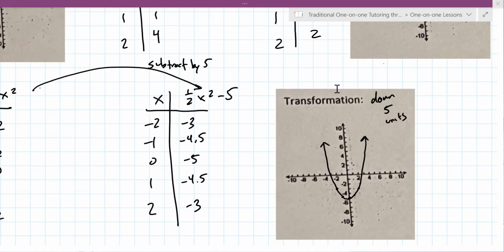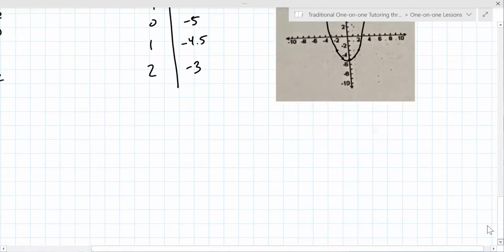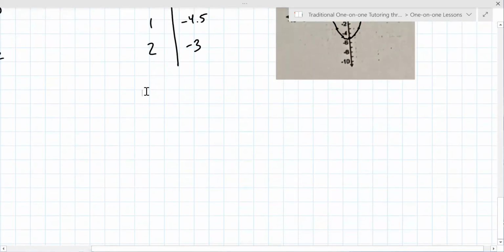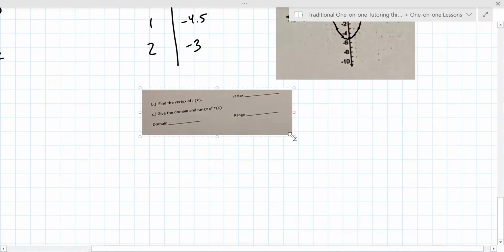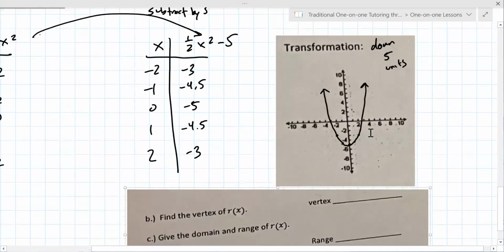All right, so you got that down? Yep. All right, so the last thing on this problem is to find the vertex. And the vertex is that point, it's either at the bottom or at the top, depending on whether it opens up or down. So in our case, it's this middle point here. So it's 0, -5.